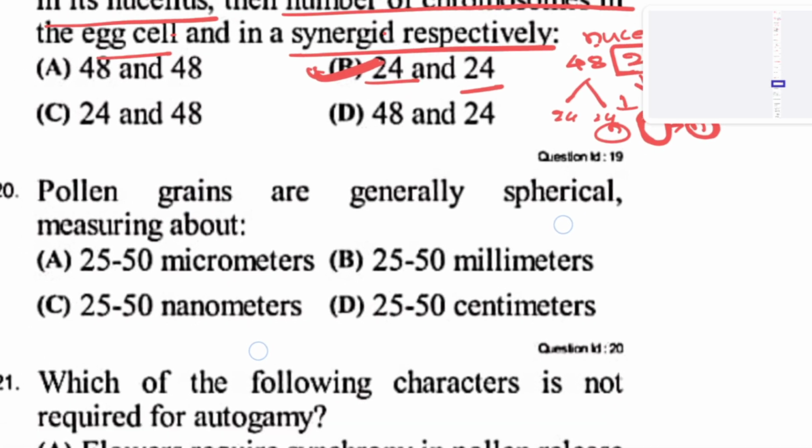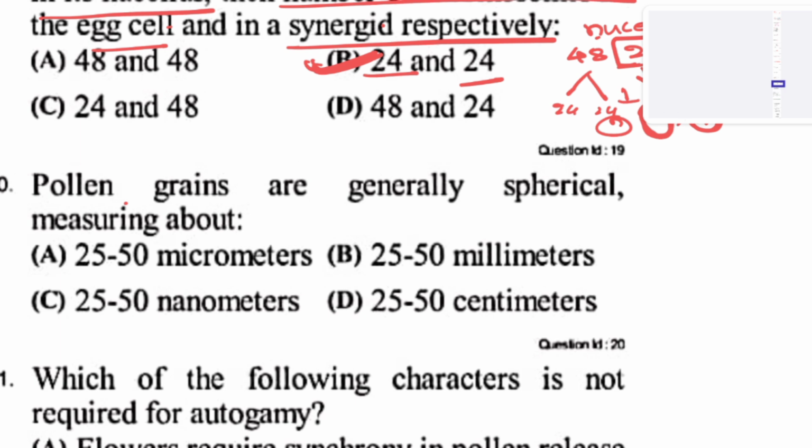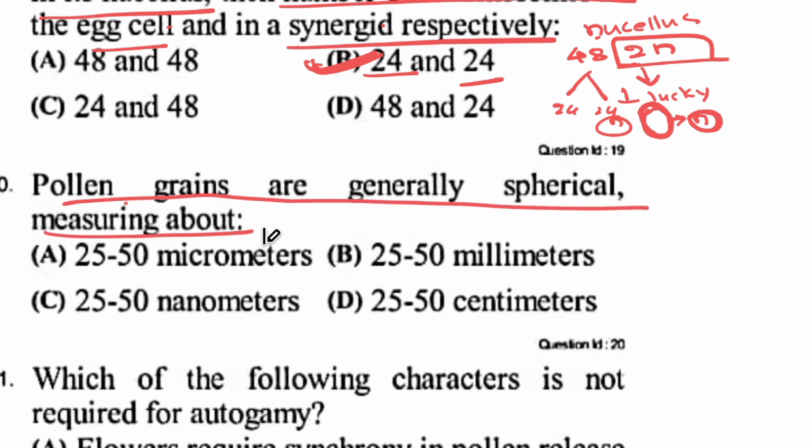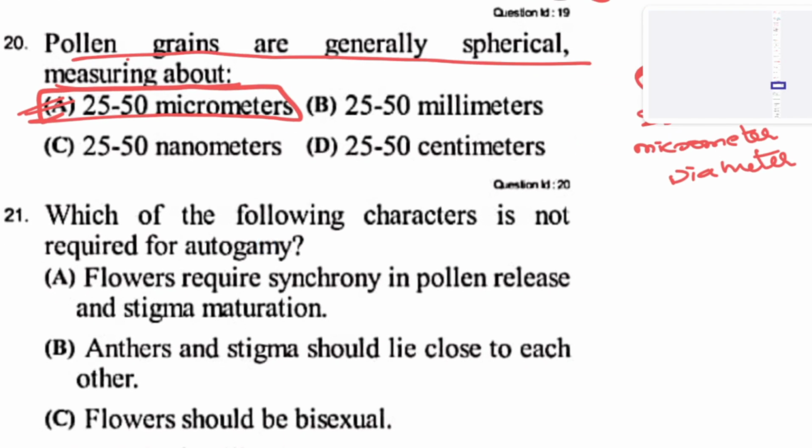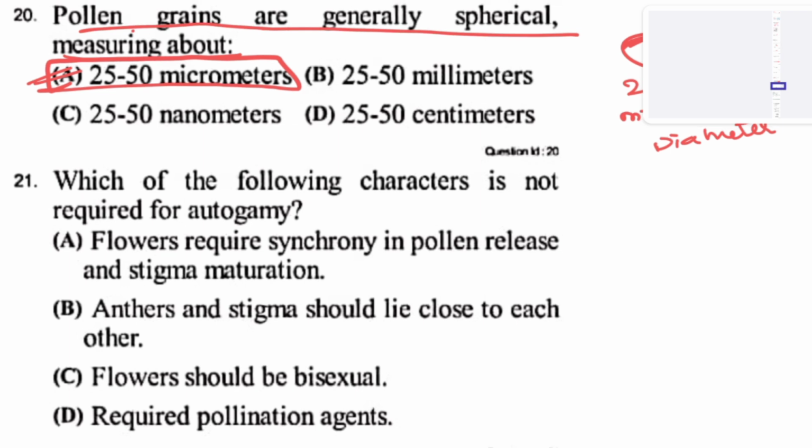The next one, pollen grains are generally spherical, measuring about... So that is pollen grain size, that is 25 to 50 micrometer in diameter. So A is the right answer. Don't get confused regarding micrometer, millimeter. So it is always micrometer.